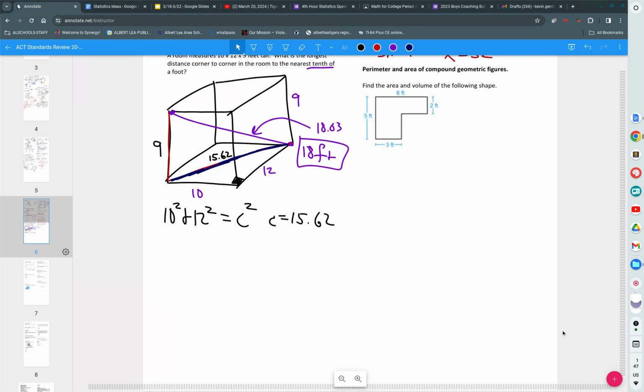The next one, I would like you to find the area and the perimeter of the following shape. The area and the perimeter, not the volume, but the area and the perimeter of that shape. Got a couple missing sides. ACT loves to give you this kind of question, see if you can figure it out. Go.